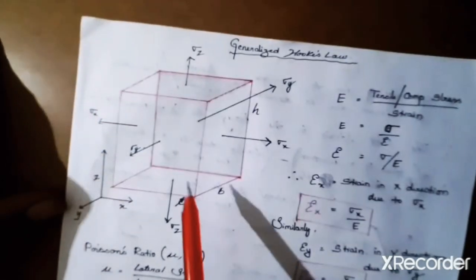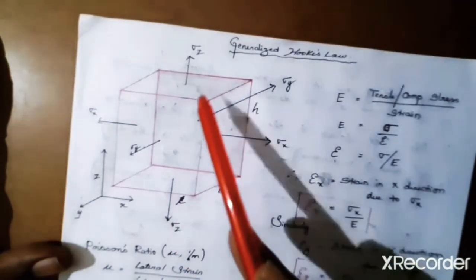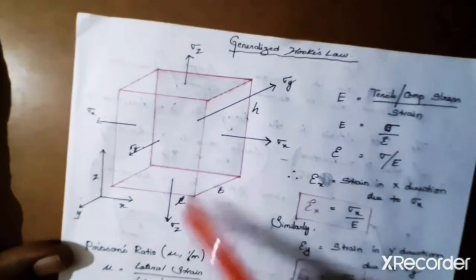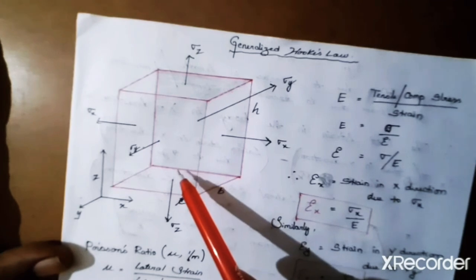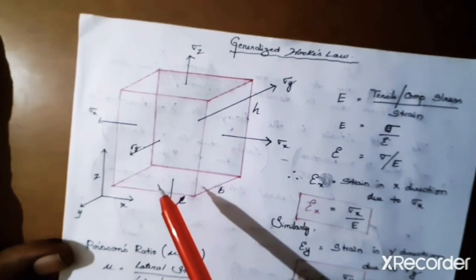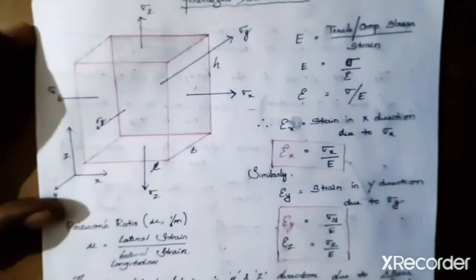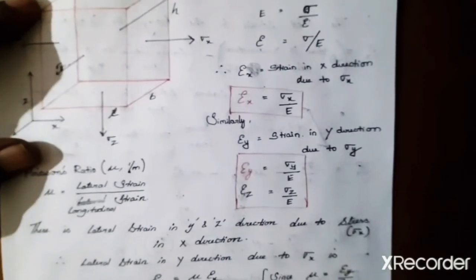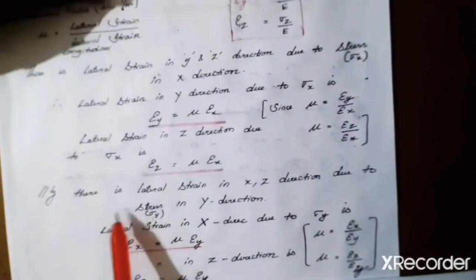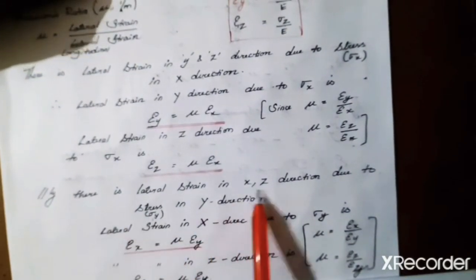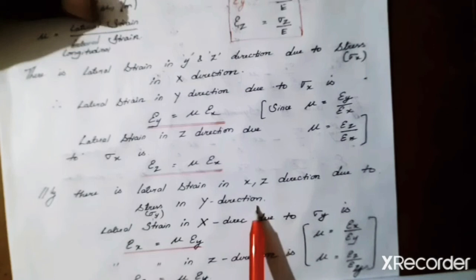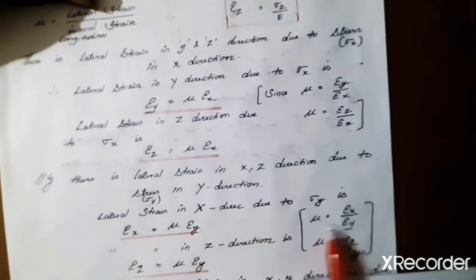Okay, and similarly, because of sigma z in z direction, there is going to be a longitudinal strain in z direction and also a lateral strain in x and y directions because of sigma z. Okay, I hope you understood here. So similarly, you can write as we wrote for x, you can also write for y here. Similarly, there is lateral strain in x and z direction due to stress sigma y in y direction, right? So again you can write this equation.